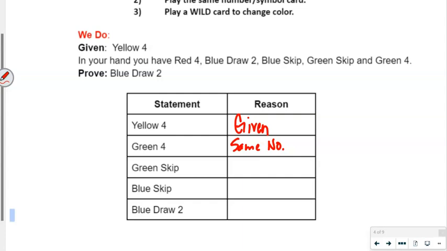Now how would we go from a green 4 to a green skip? Yep, these are the same color, right? Then how do we go from a green skip to a blue skip? These are the same symbol, right? And then how do we go from a blue skip to a blue draw 2? These again are the same color. Now, we had a statement on the left as to why we did what we did, what card we drew, and then we had a reason for pulling that card on the right.